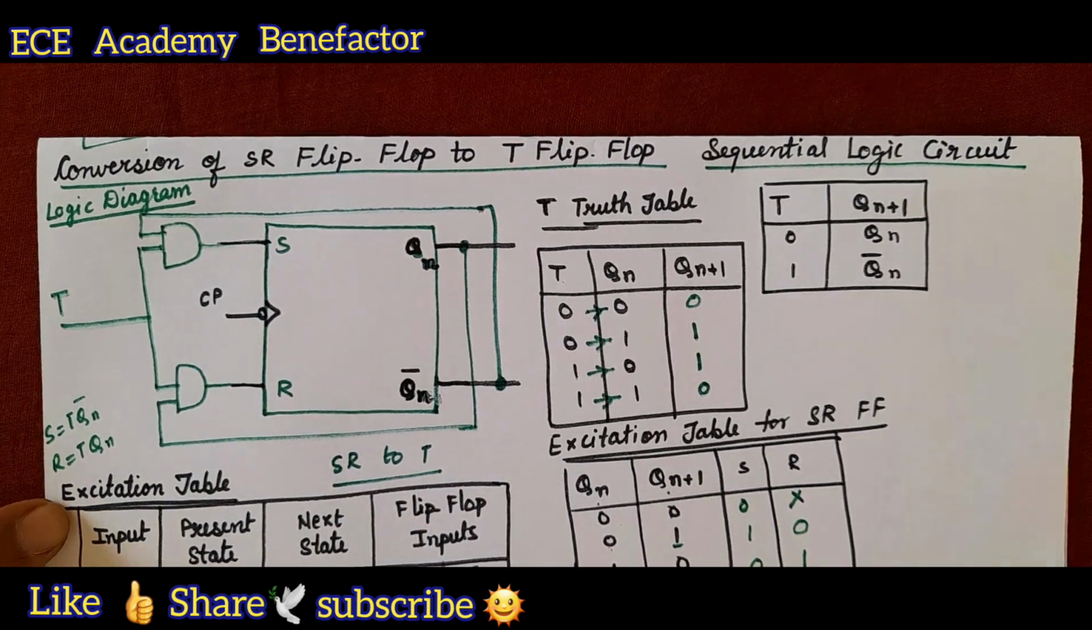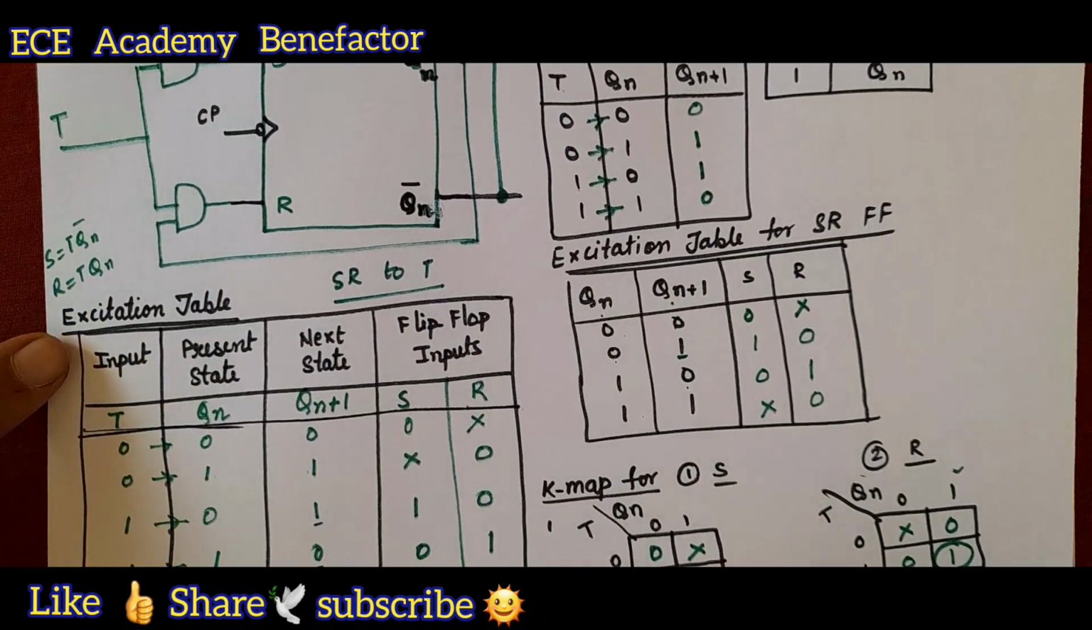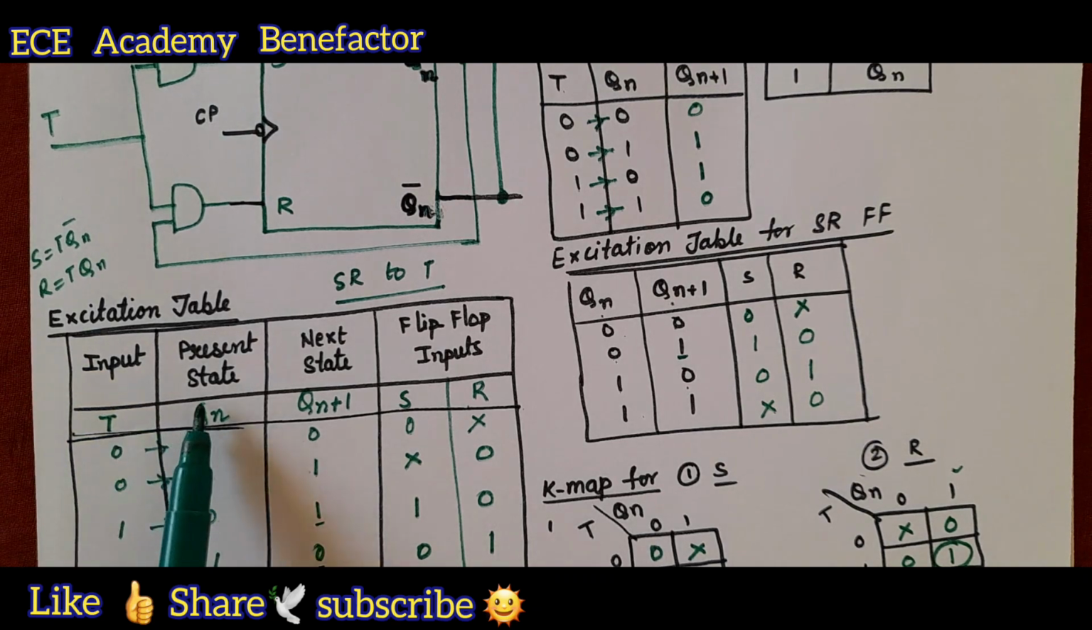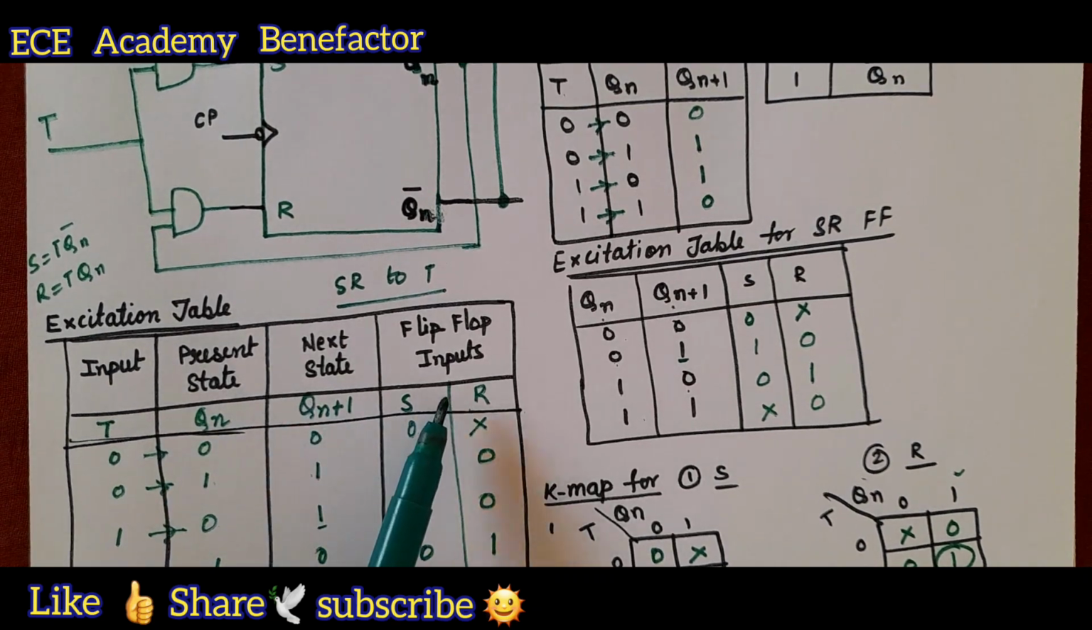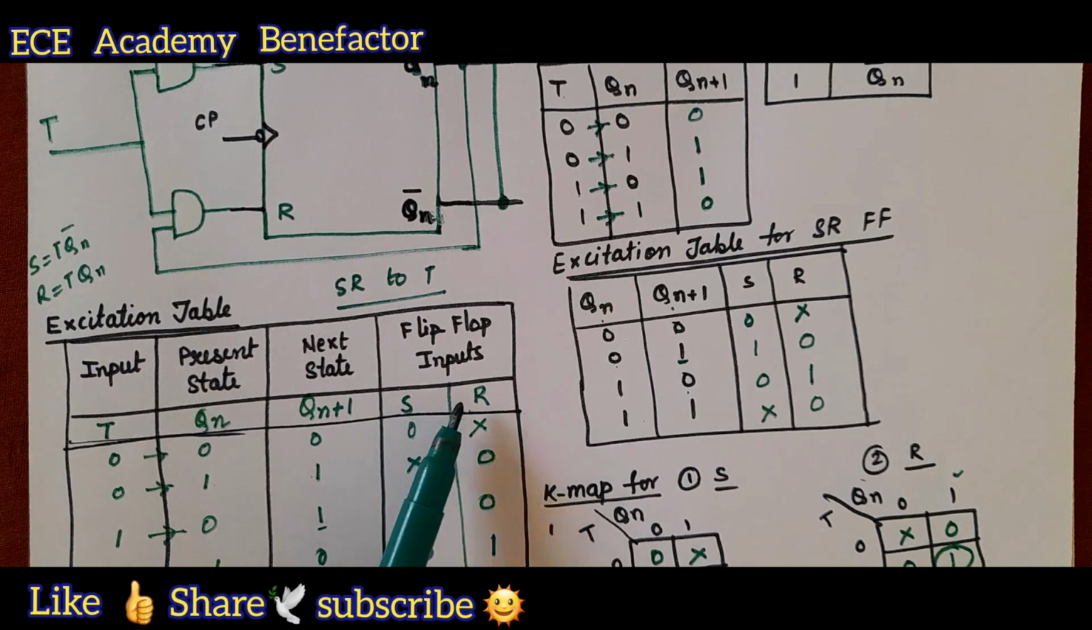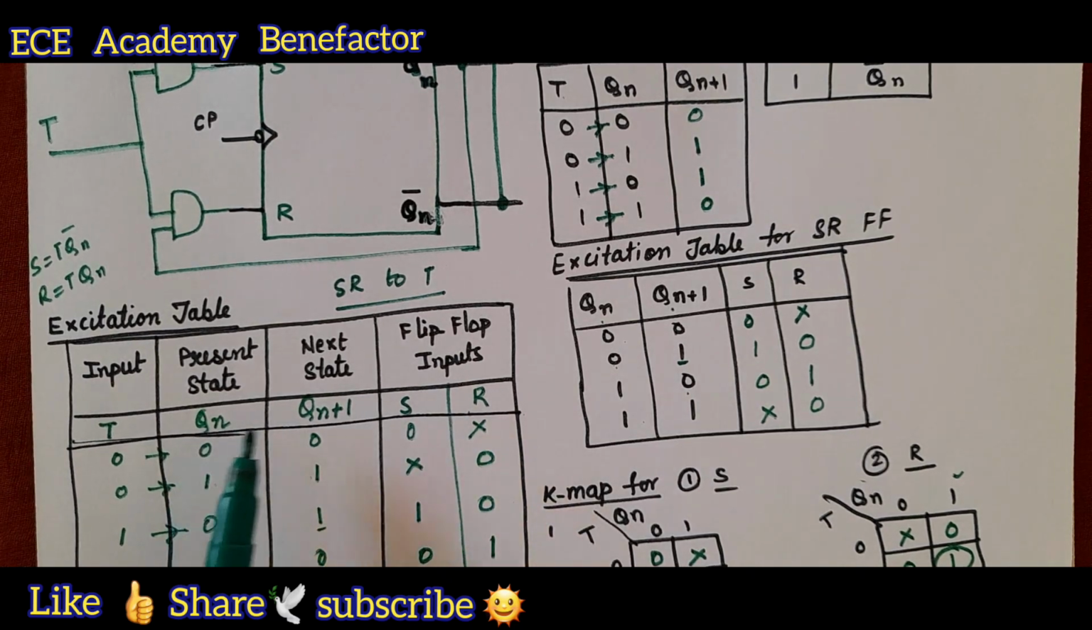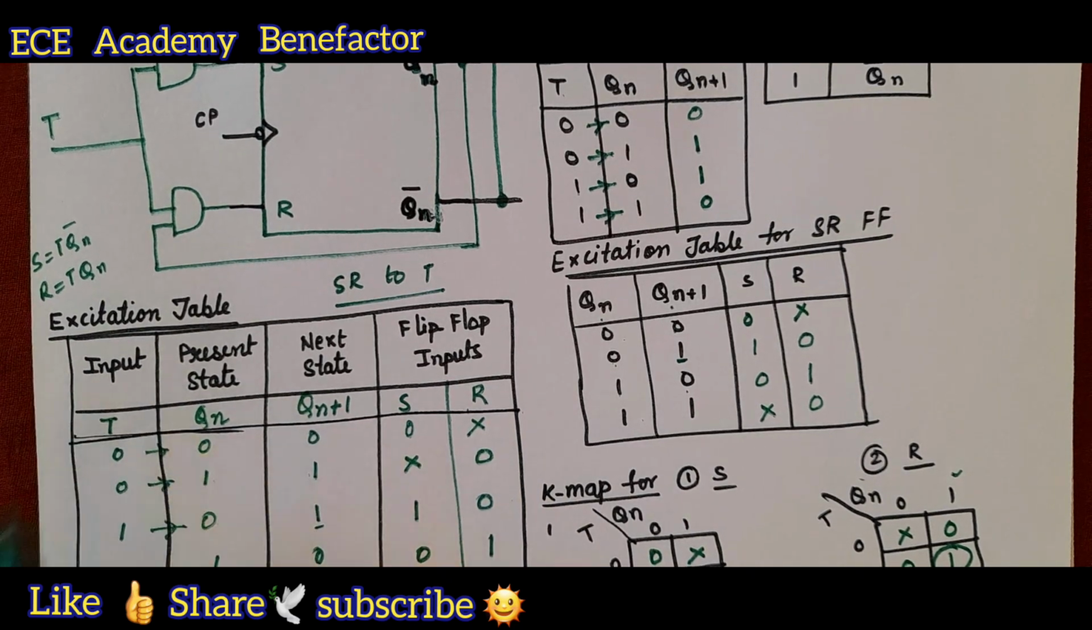For that, what do we require? We need the excitation table: input, present state, next state, flip-flop inputs. What are the flip-flop inputs given? S and R. Present state is Qn, next state is Qn plus 1 and input is T.